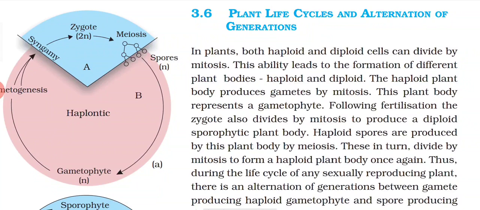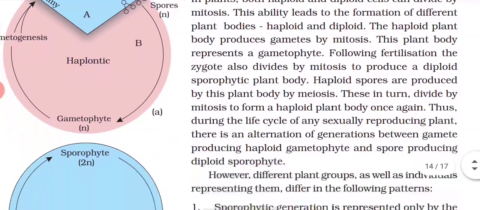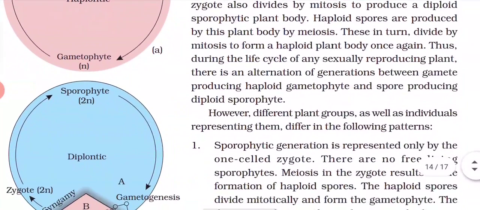Thus during the life cycle of any sexually reproducing plant, there is an alternation of generation between the gamete-producing haploid gametophyte and the spore-producing diploid sporophyte. So one condition occurs after the second one. However, different plant groups as well as the individuals representing them differ in the following pattern. So they have different patterns.